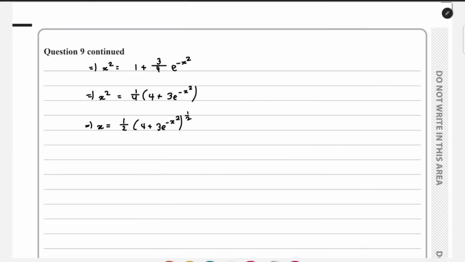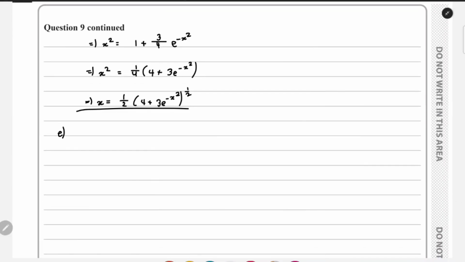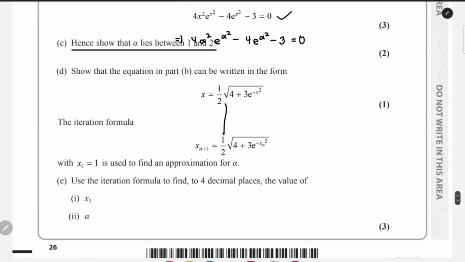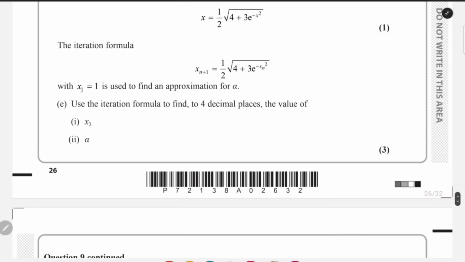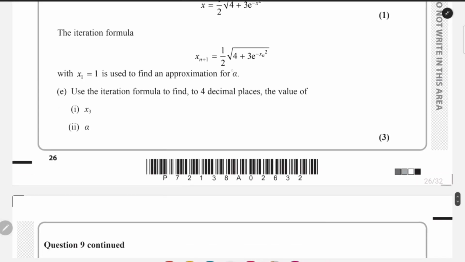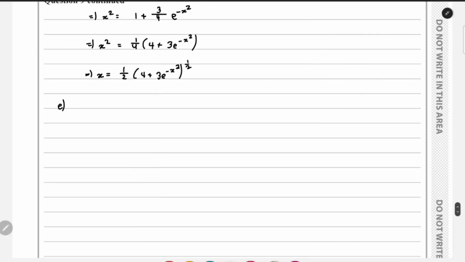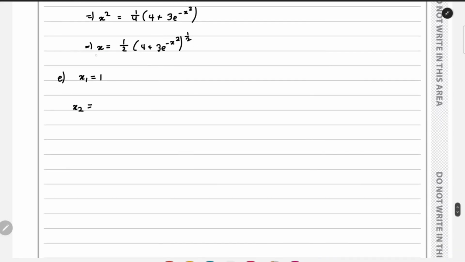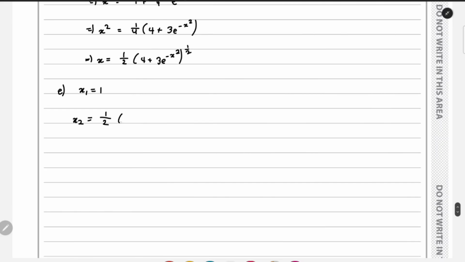Now for part E, we have to use this function as the iterative formula. So I'll just convert this function into the iterative formula and use x1 equals to 1 as the first approximation, and calculate the value of x3 and alpha. So the iterative formula, I'll just use this. x1 is 1. I'll place that into the equation for this to find x2. This is half times 4 plus 3 e to the power minus 1 squared to the power half. This is minus 1 squared. So this and this are different. This is minus 1, this is plus 1. So the square is on 1 only, not on the minus sign. Have to be careful on that.